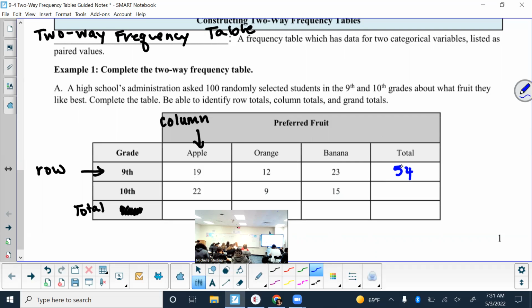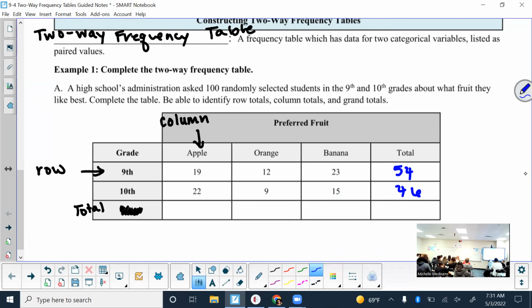What about 10th graders that were surveyed? How many? 46. Now let's add up the column totals. How many students chose apples? So we have to add these two together and you get 41. What about how many students chose oranges? And then bananas?